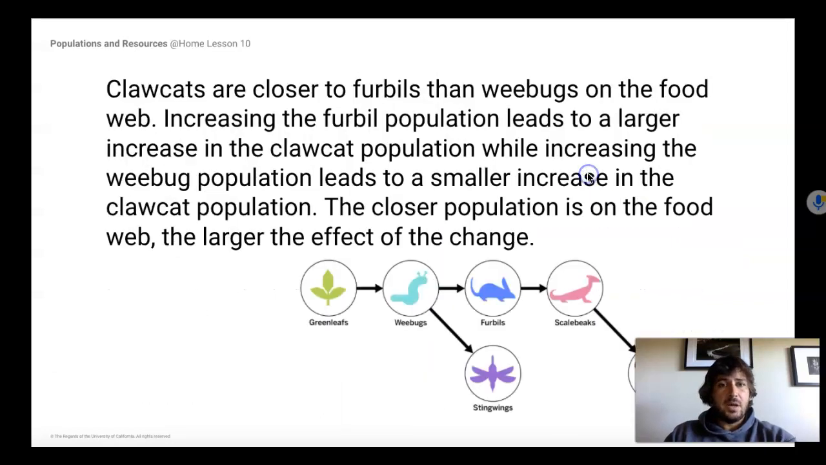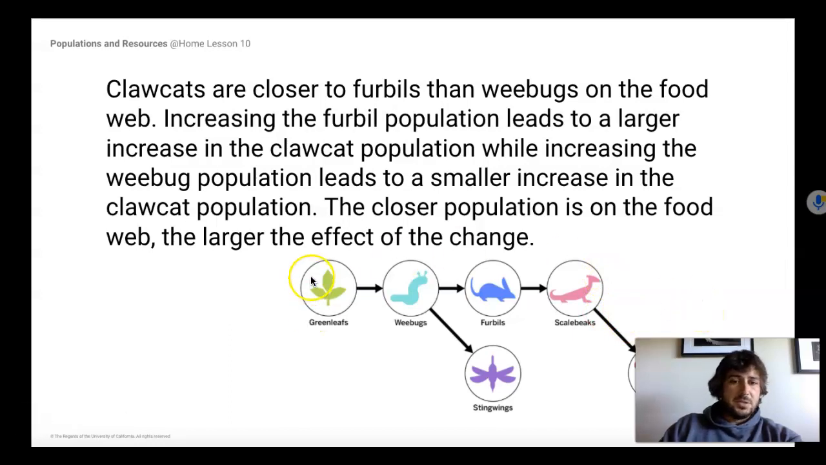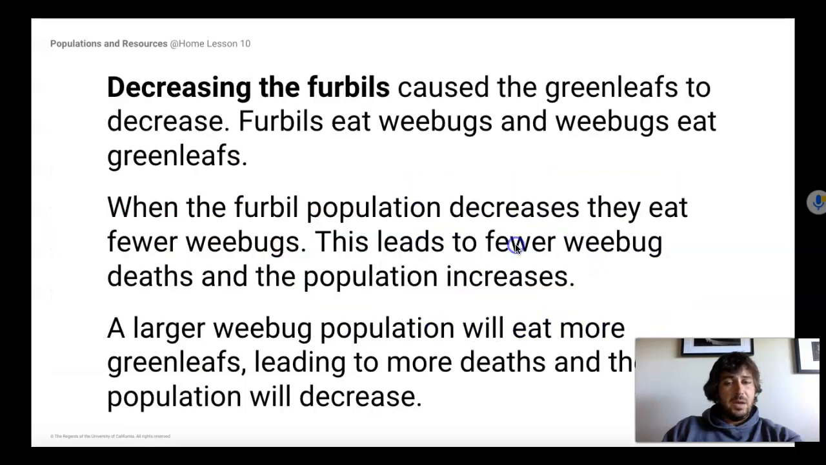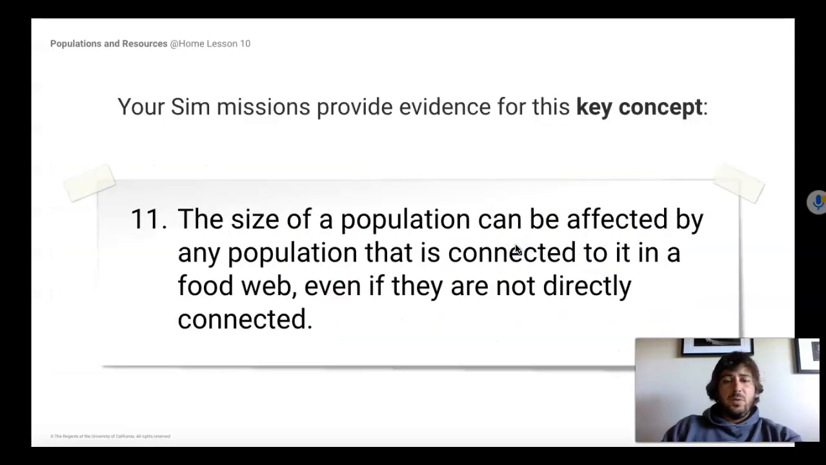Okay, now we already talked about all these things and we saw in the last video and in the last simulation how we can make the claw cats increase by increasing the fur bills indirectly. You increase the fur bills, increase the scale beaks, increase the claw cats. We also saw how you could increase or decrease the green leaves by increasing the wee bugs, and you could increase the wee bugs by decreasing the fur bills. Okay, another indirect effect.